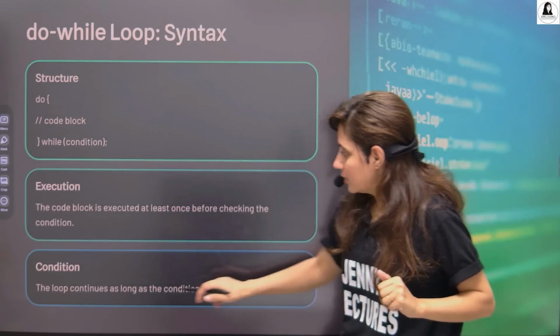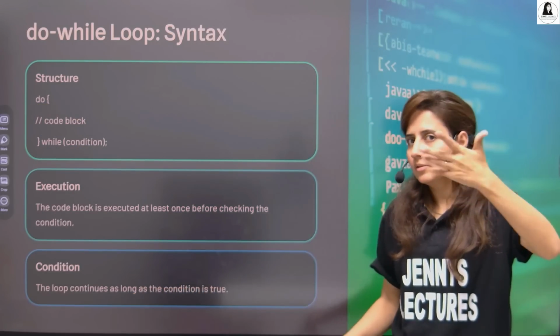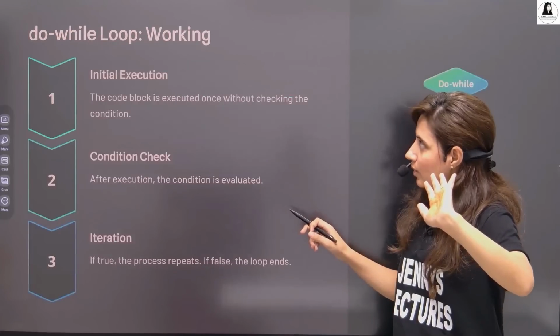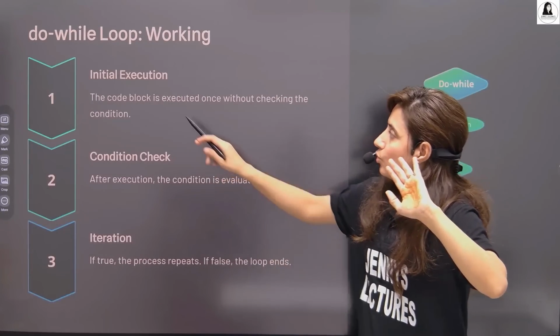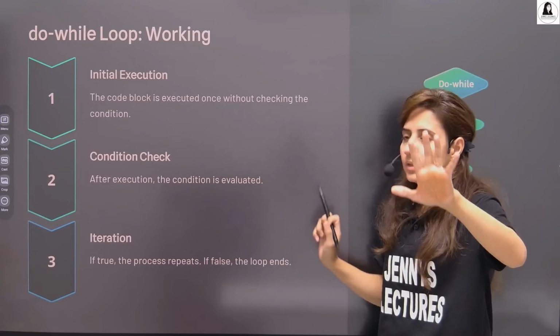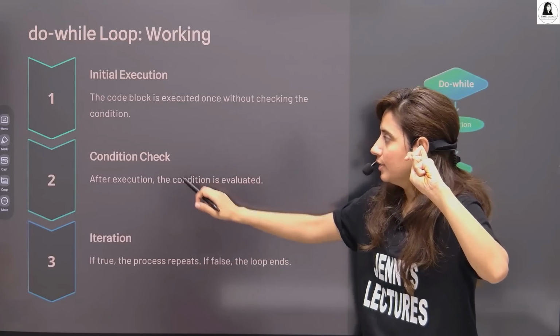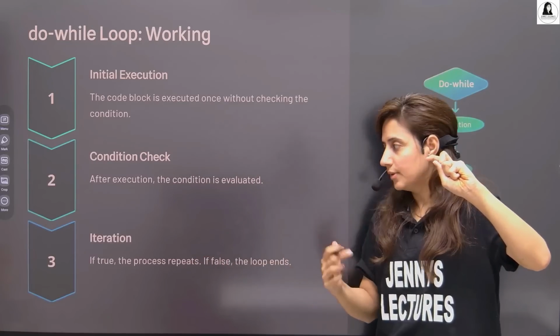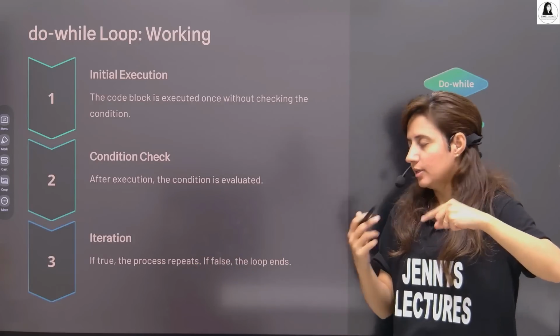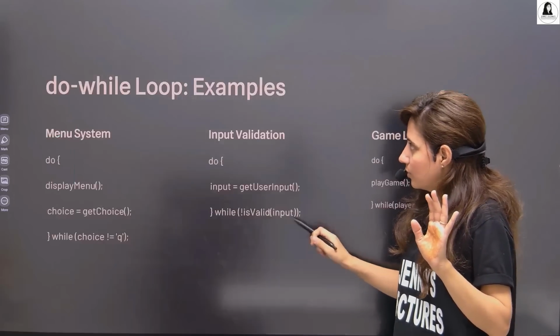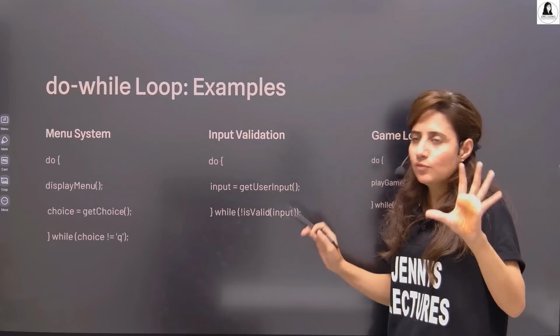Now, this loop continues as long as the condition is true. You know the working now, I told you. The code block is executed once without checking the condition, initial execution, then condition check, then iteration. If true, it will repeat. If false, the loop ends. These are some examples of do while loop.